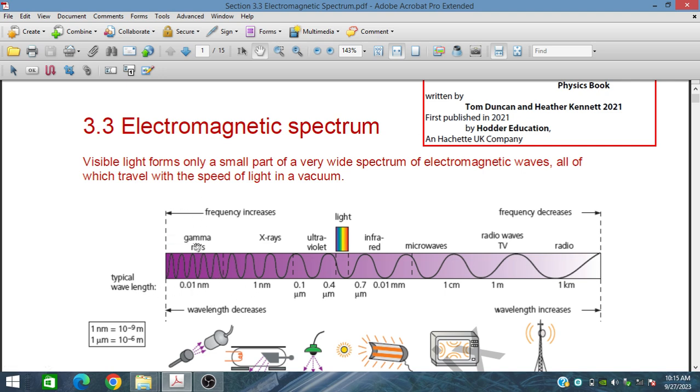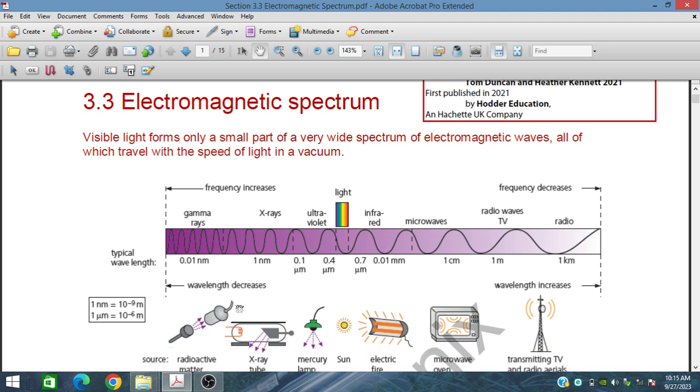So these are gamma rays, X-rays, then ultraviolet light and infrared. This is visible light, and then microwaves, radio waves, and then radio signals. The wavelength of gamma rays is in nanometers, and light is in micrometers. Microwaves are in the millimeter range, while radio waves are in meters, and radio signals are in kilometers.